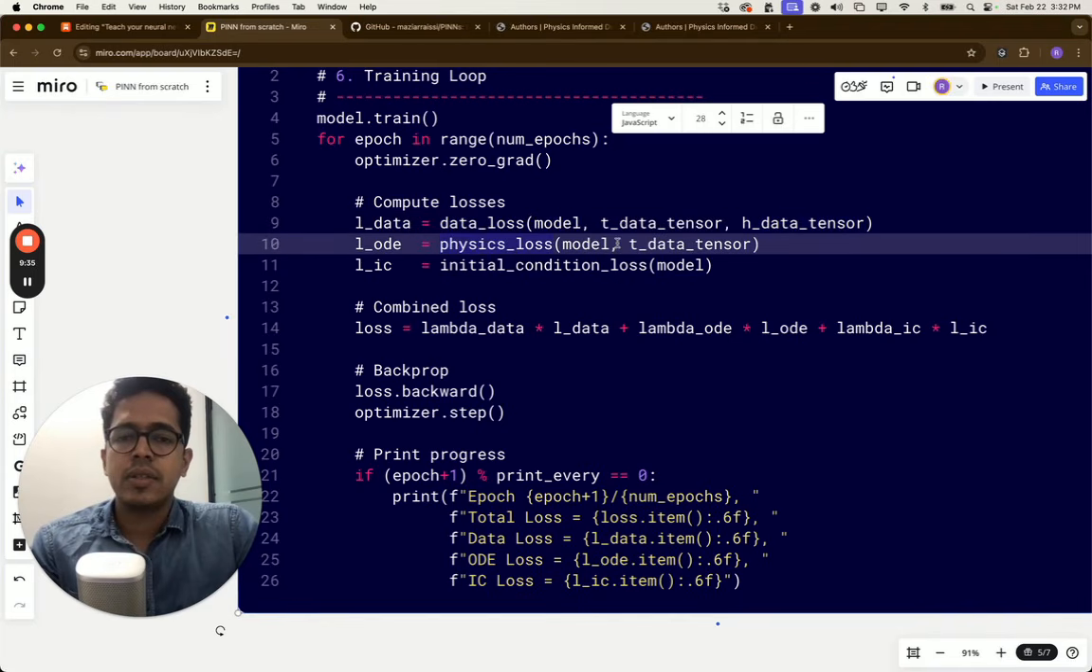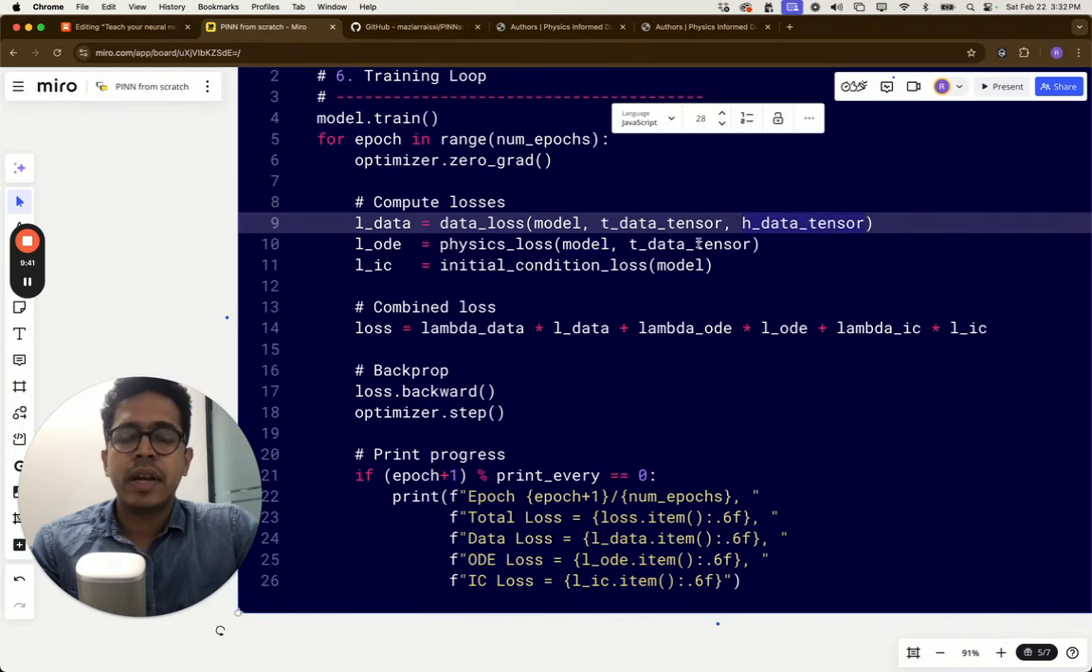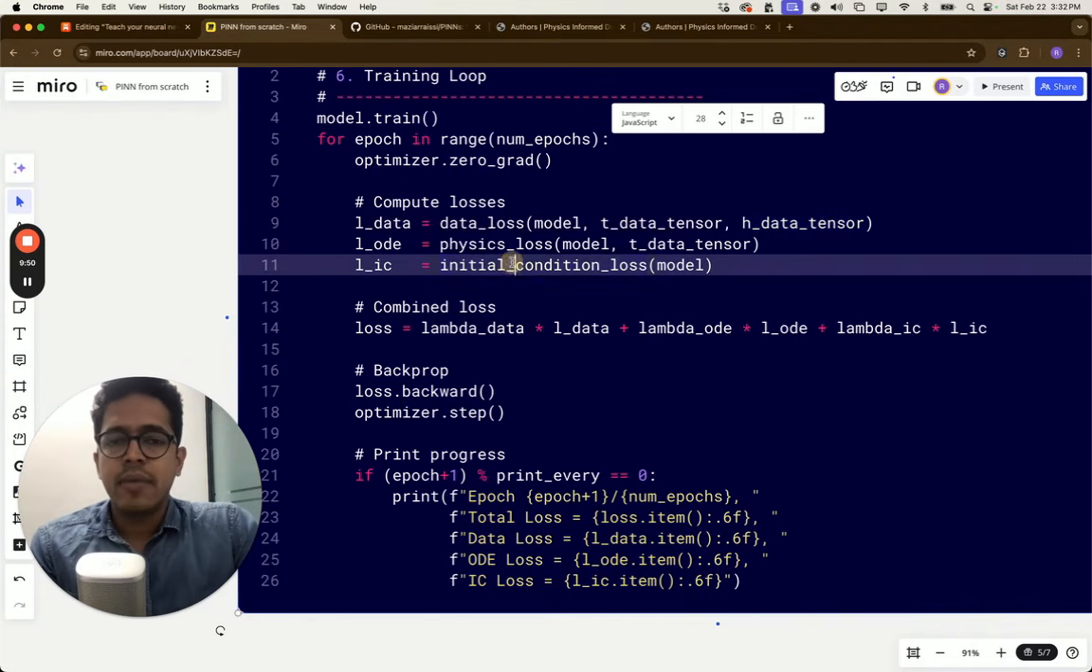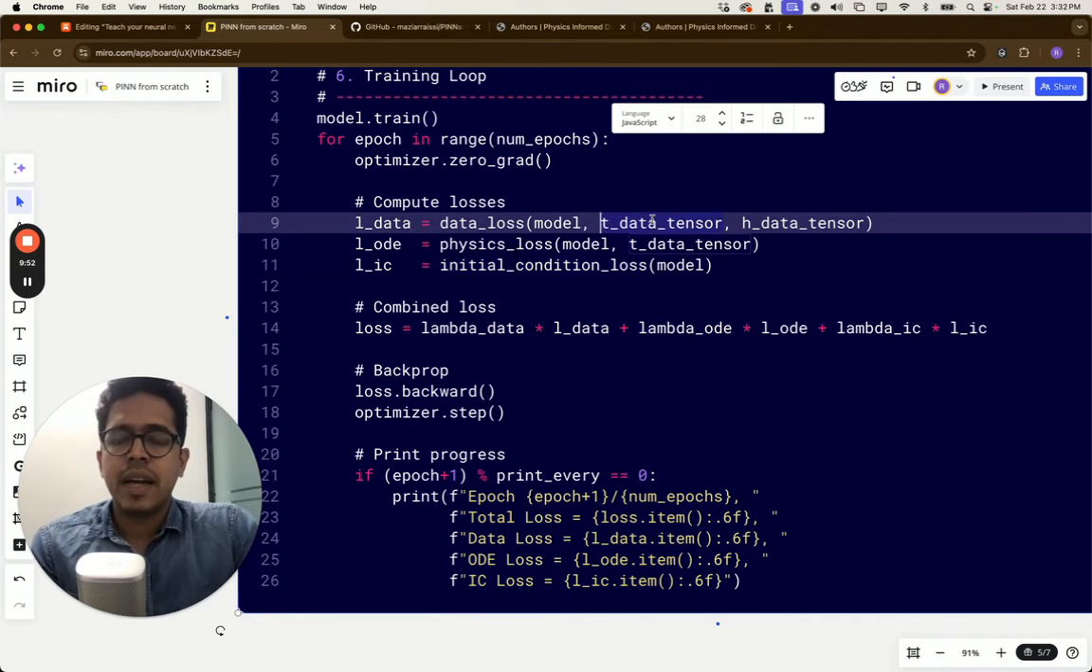In physics loss, we will look at the model's prediction for dh by dt, and you don't need the height data because dh by dt is calculated using the formula u naught minus gt. And for initial condition loss, you don't even need the time data tensor, because it's predicted by the model. So it's the difference between the model's prediction for the first time point and the initial condition itself.